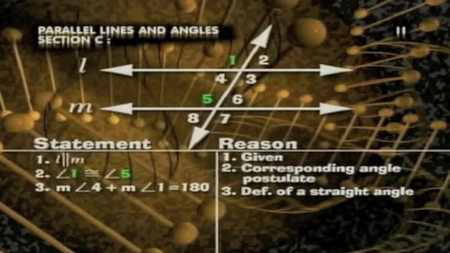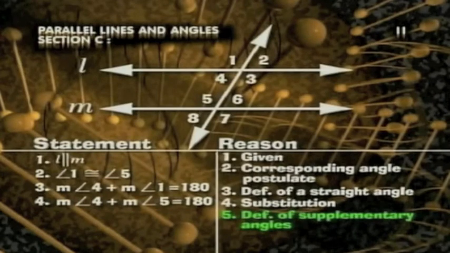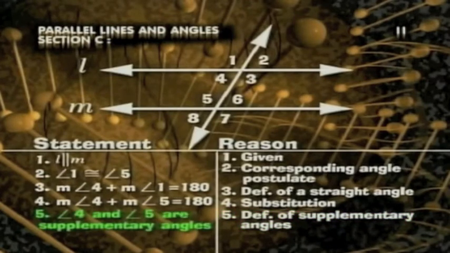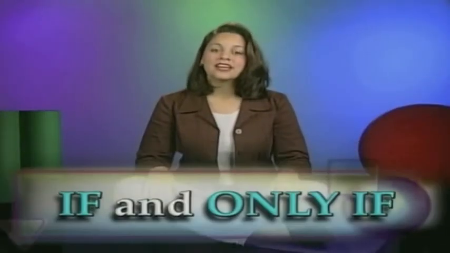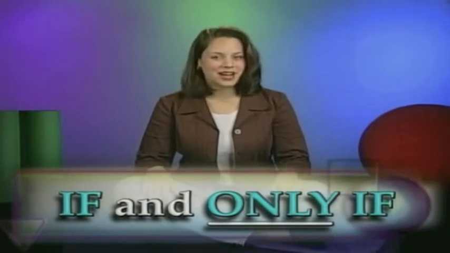Step 4. Because angle 1 is congruent to angle 5, we use substitution as our reason for stating that the measure of angle 4 plus the measure of angle 5 equals 180. Step 5. Two angles whose measures total 180 degrees form supplementary angles, and so angle 4 and angle 5 are supplementary angles. We've proved what we set out to. So, we've proven half of our proof. Remember, we're proving an if and only if statement, so we must proceed both forward and backward.